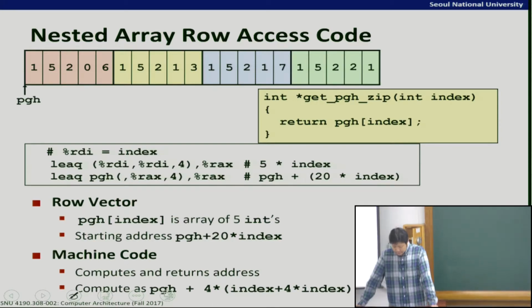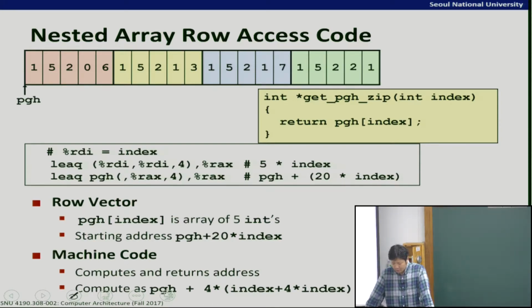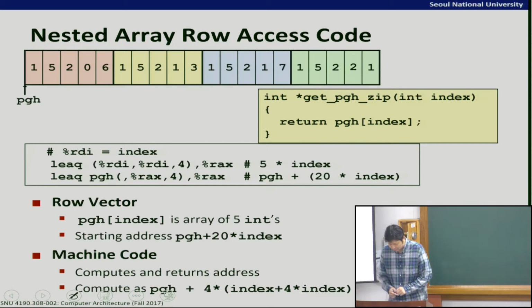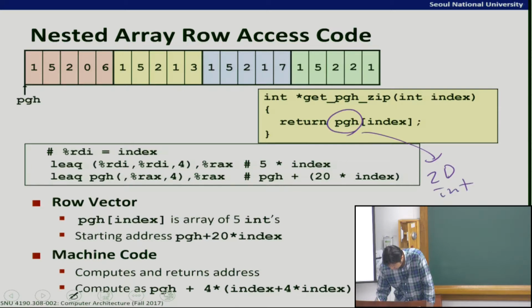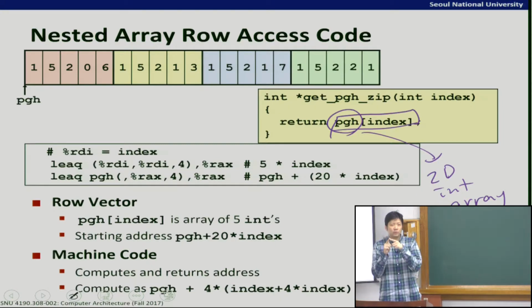So let's think about this function, get_pgh_zip. What it returns is the starting address of the ith element of the PGH array. If you remember, PGH is a two-dimensional integer array, because if you had only one index, that would return the starting address of the element array.